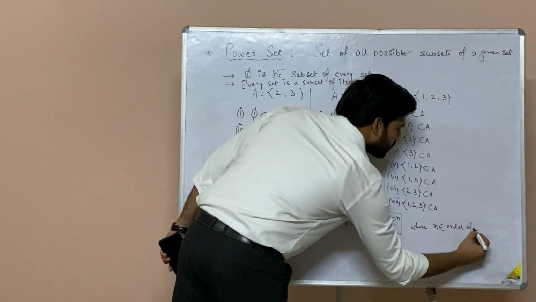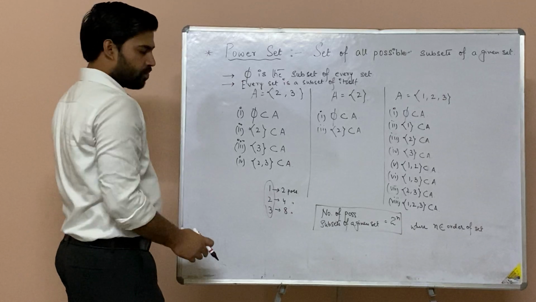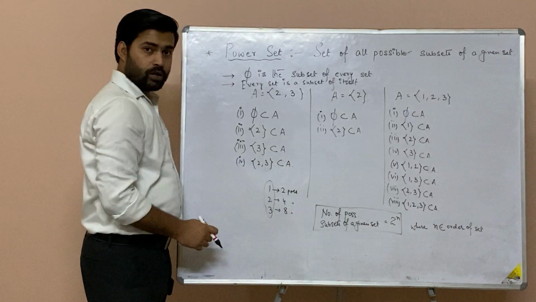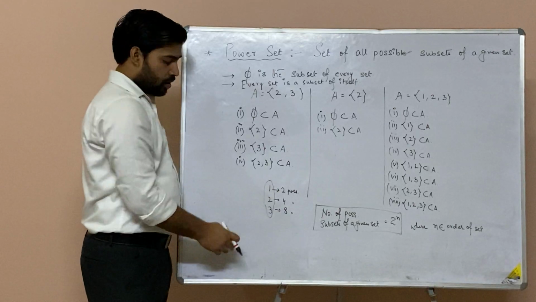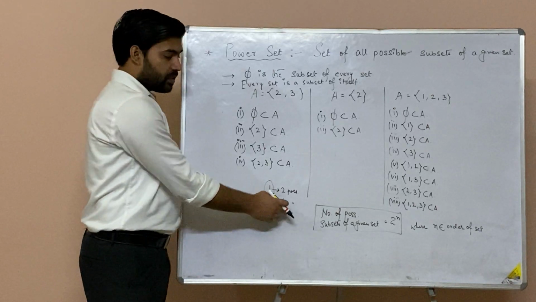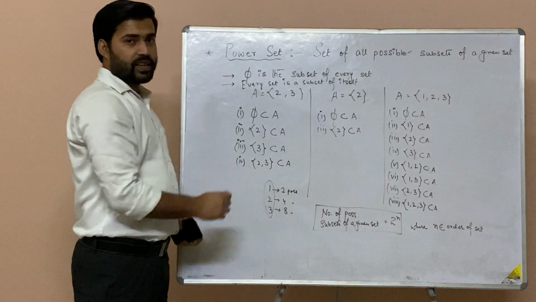So the number of elements in the set is 1, so 2 to the power 1 is 2. The number of elements in the set is 2, so 2 to the power 2 is 4. The number of elements is 3, so 2 to the power 3 is 8. So based on the number of elements you can find it out.